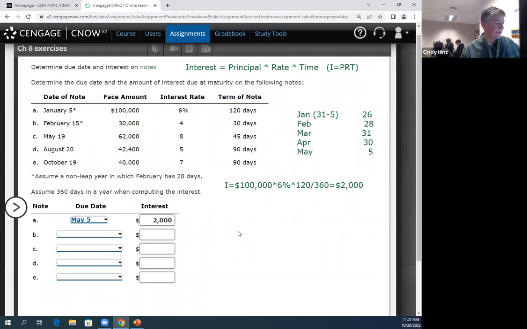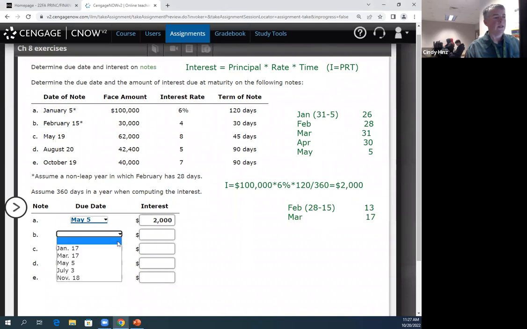Okay, let's do letter B together. This is only a 30-day note, and the note was made on February 15th. We're told to assume that February has 28 days in it. So that means there are 13 days of this note outstanding in February. So how many more days do we need in March to get up to the 30? 17. The note would be due on March 17th, St. Patrick's Day.